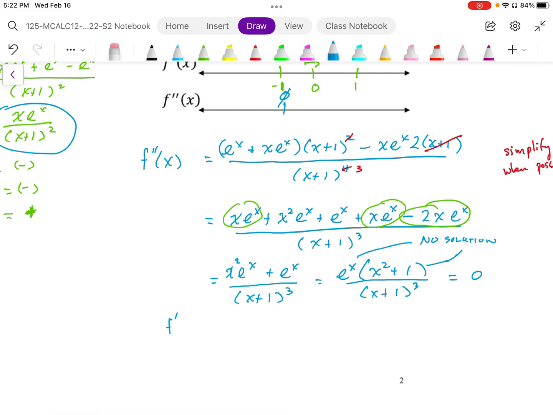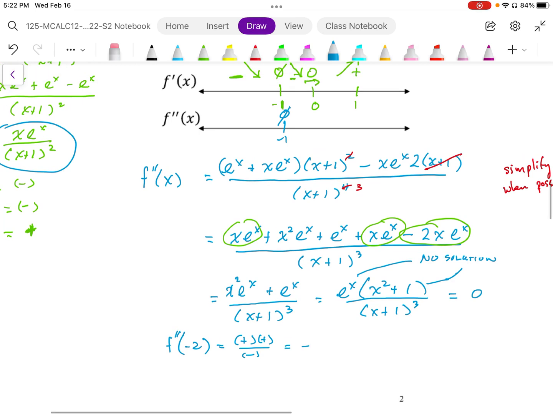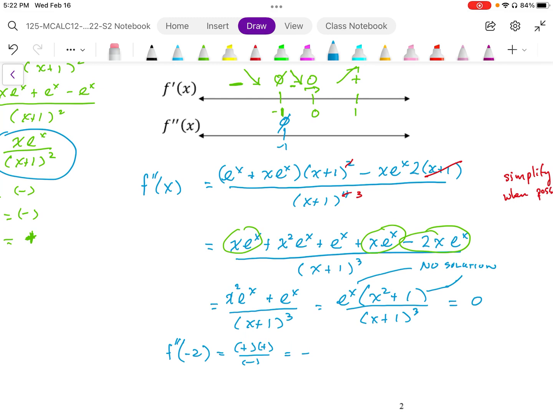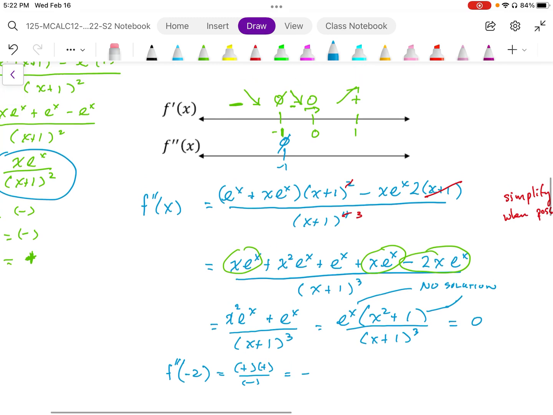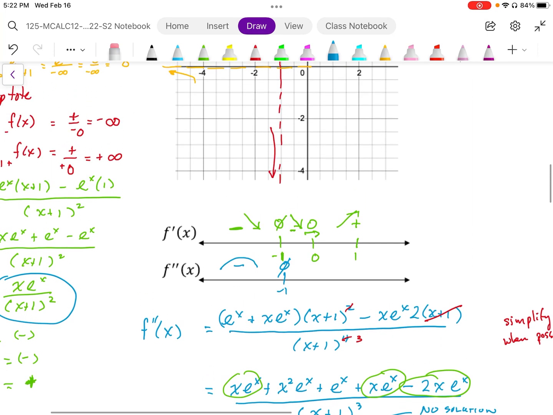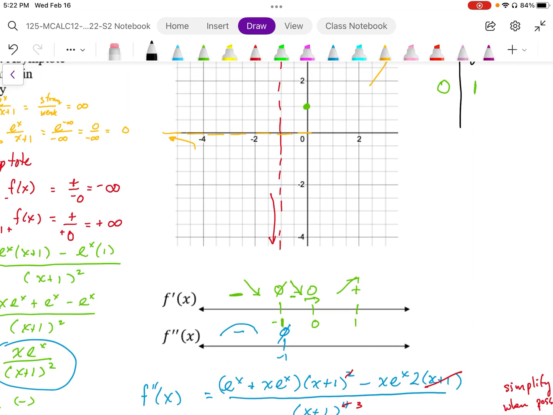Okay, so the concavity of this is going to be f double prime at, let's try, -2. That's going to be positive for the e to the x, positive for the x squared plus 1, and then negative for the denominator. So that's going to give us negative concavity. So we're going to have negative concavity through here. So as I draw my graph here, it's going to have negative concavity through here, connecting those asymptotes like that.